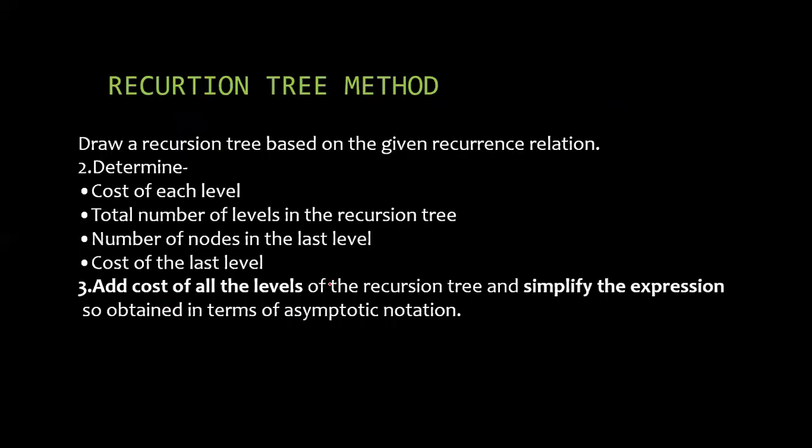Now for the recursion tree method, we have to draw the recursion tree based on the given recurrence relation, and then determine the cost of each level, the total number of levels in the recursion tree, the number of nodes in the last level, and the cost of the last level. Then we add the costs of all the levels of the recursion tree and simplify the expression so obtained in terms of asymptotic notation.